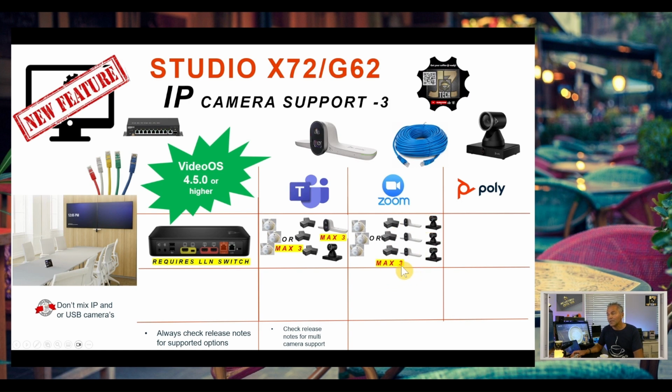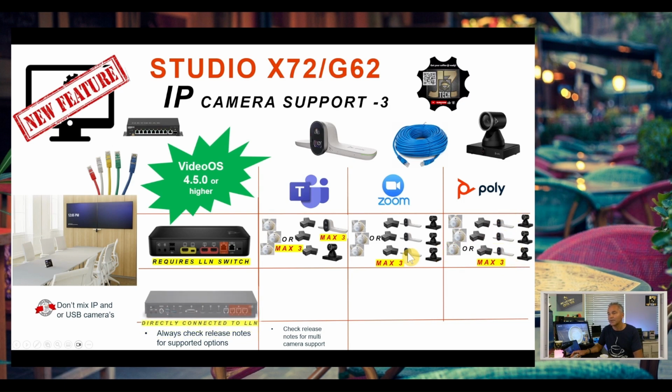In Zoom, you have a maximum of 3 cameras, which can be the E60 or the E70 cameras. And you can use either seating mics or table mics, but also a maximum of 3 IP cameras. Same for Poly mode, a maximum of 3 cameras.